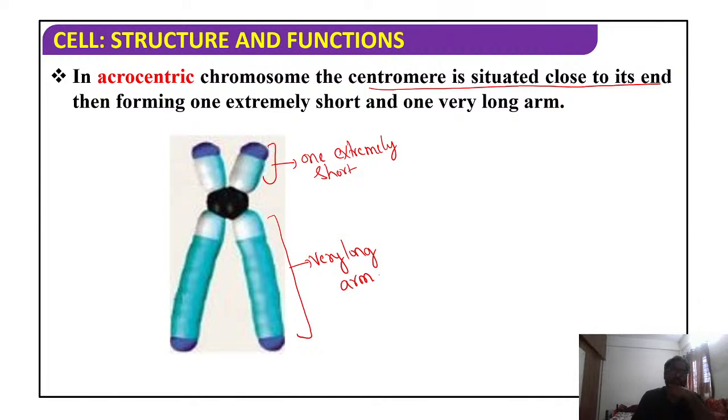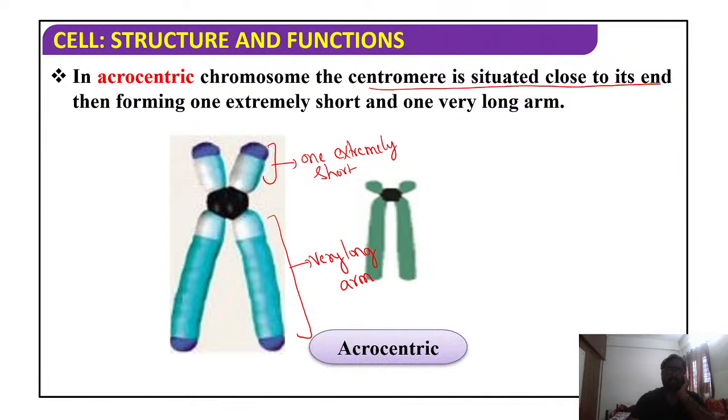You can see, students, in submetacentric there are also unequal arms. But extremely short and extremely long arms are present in which form of chromosome? They are present in the acrocentric form of chromosome. Check it here once, students. Acrocentric: you see this is very small, and this is very long, as I already mentioned.